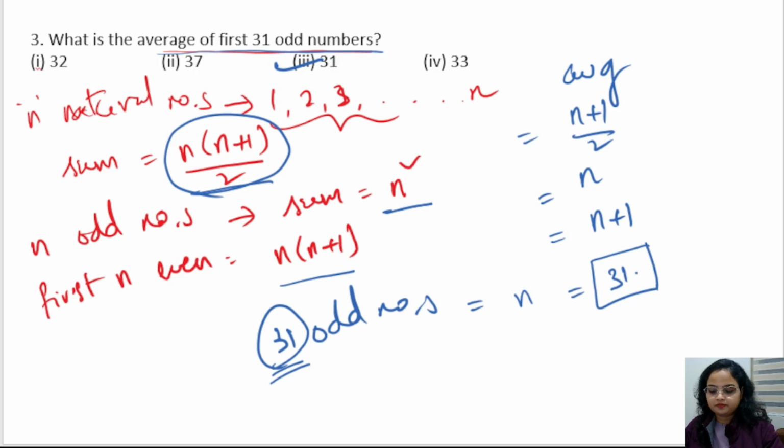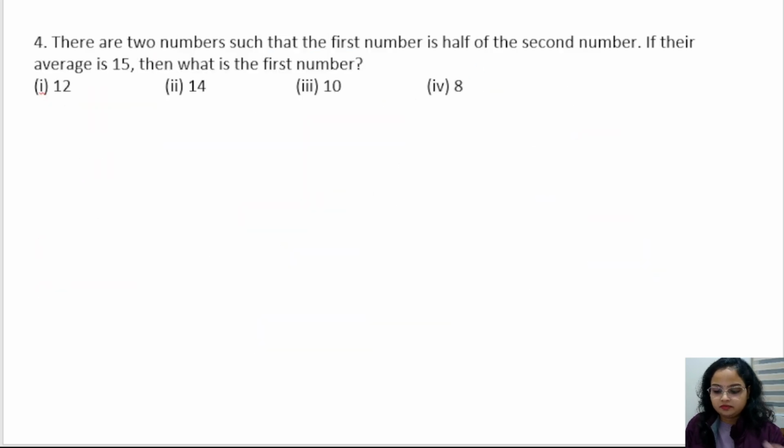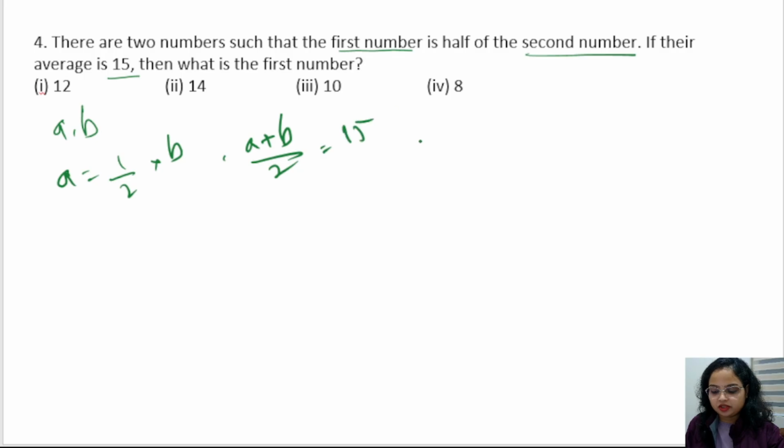Third option. Next one. There are two numbers such that the first number is half of the second number. So we will assume the two numbers as A and B. First number A is equal to half of the second number. If their average is 15, so here A plus B divided by 2 is equal to 15. So A plus B is equal to 30. What is the first number? We have to find A here.